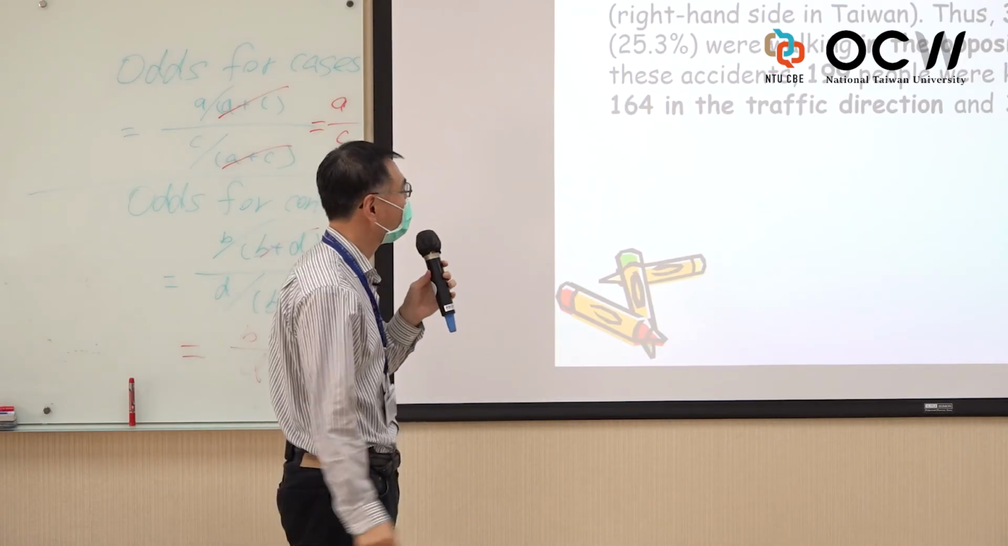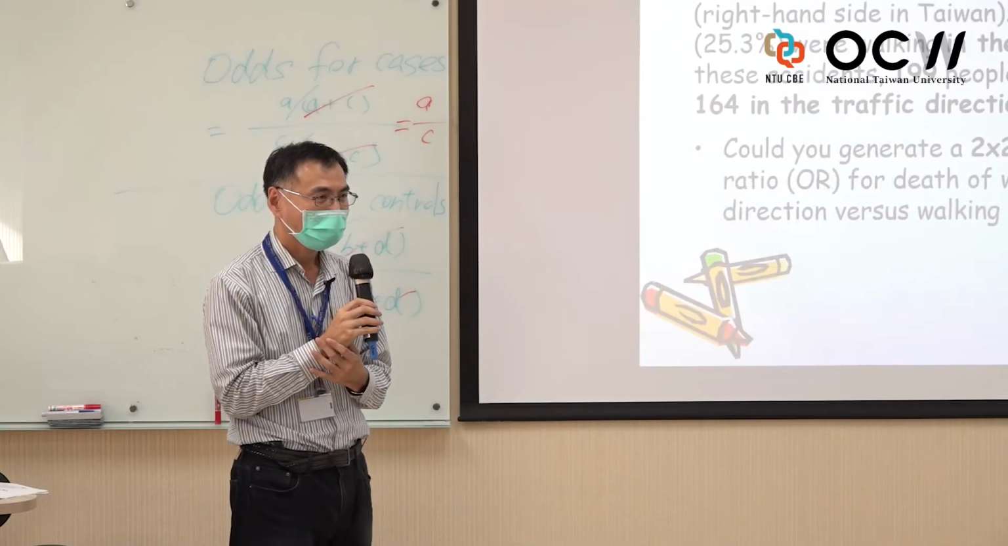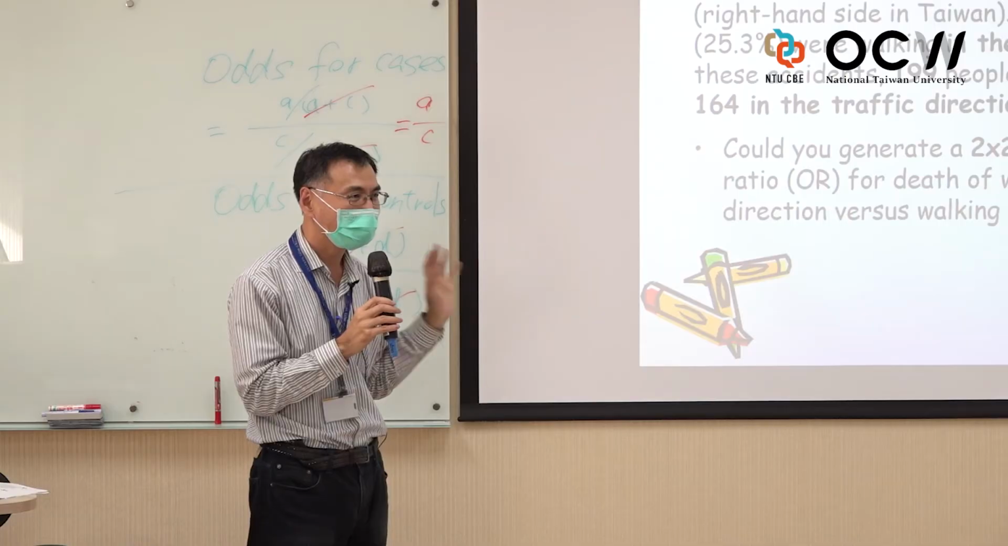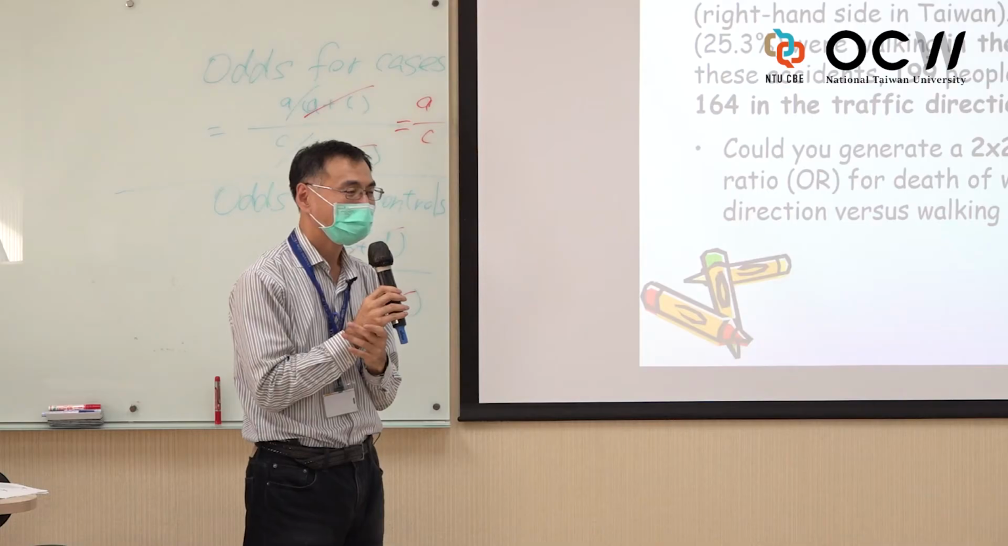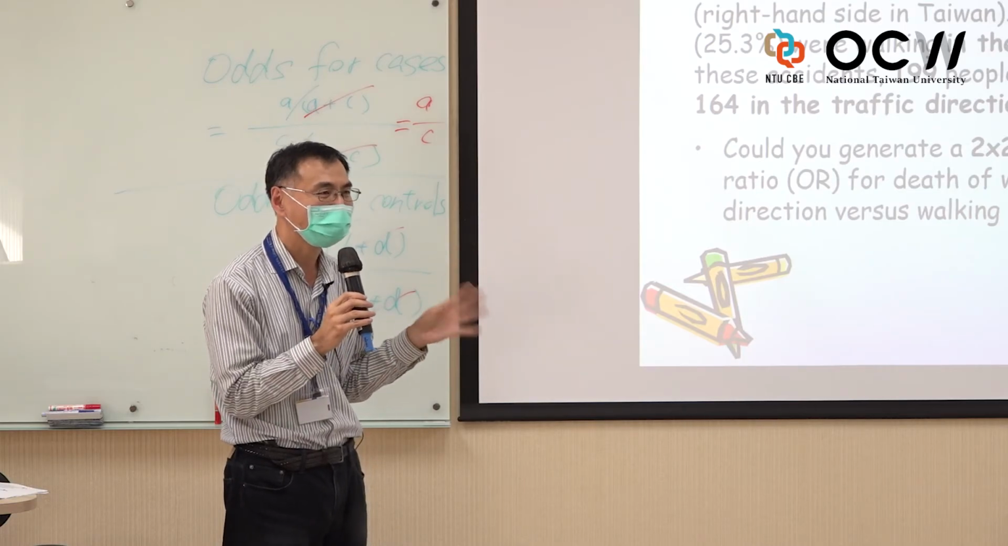So it's a pretty understandable hypothesis, right? Okay, so in these accidents, 199 people were killed, consisting of 164 in the traffic direction and 35 against it. So with such a complicated description of what's happening, is it possible for you to generate a 2x2 table to calculate the odds ratio for the death of walking in the traffic direction versus walking in the opposite direction? Okay, the key point is that the A, B, C, D in the previous slides are not randomly allocated. Each of the letters means something specific.